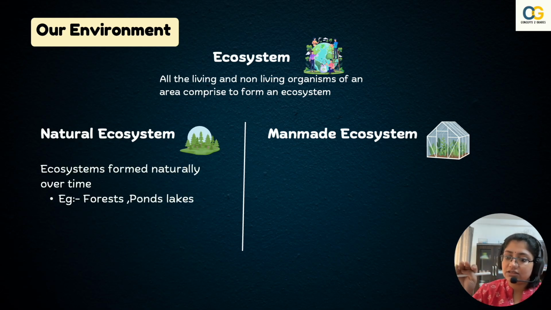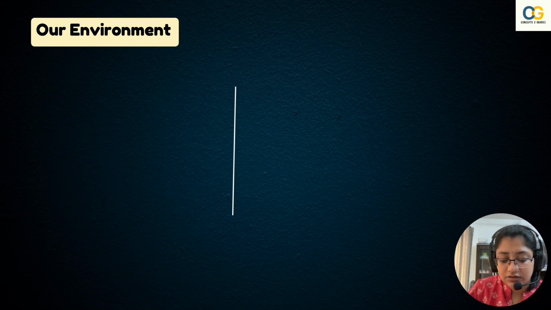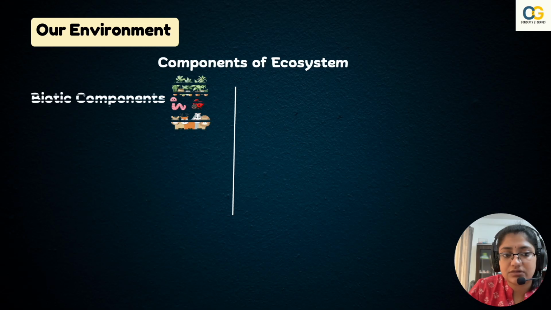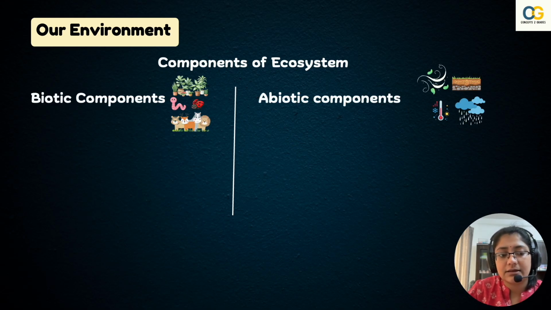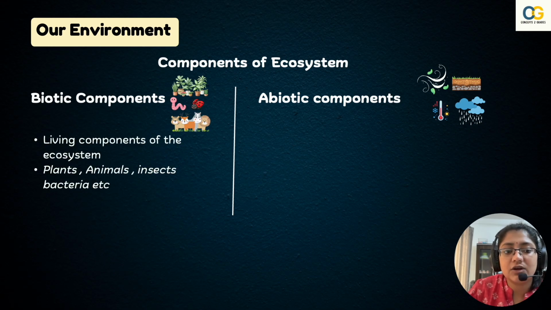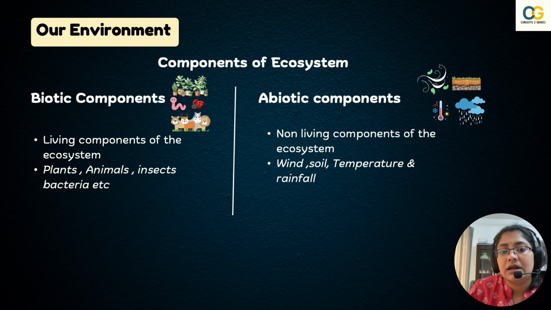They all interact with each other. The weather, the temperature there matters to the organism. So now the next one is the components of an ecosystem, where there are biotic components and abiotic components. Biotic components are all the living components of the ecosystem, like plants, animals, insects, bacteria, etc. Abiotic components are the non-living components of the ecosystem, like wind, soil, temperature, rainfall. All of these things that affect the biotic systems are called the abiotic components of the ecosystem.